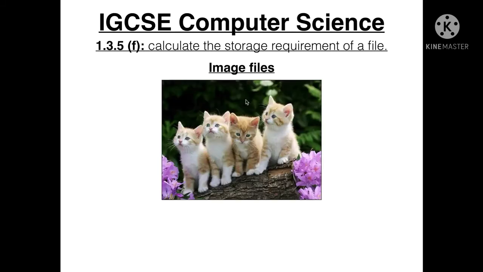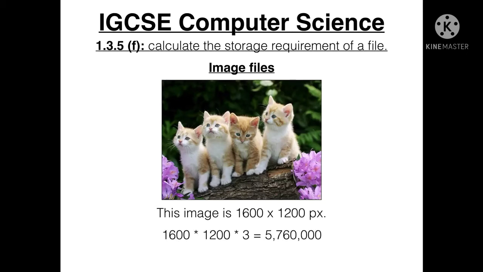Image files. So here we have kittens. We have 4 little kittens here. And this is a BMP image file. This image is 1600 by 1200 pixels. Now if you remember, we do this: 1600 times 1200 times 3, which gives 5,760,000 something like that bytes.